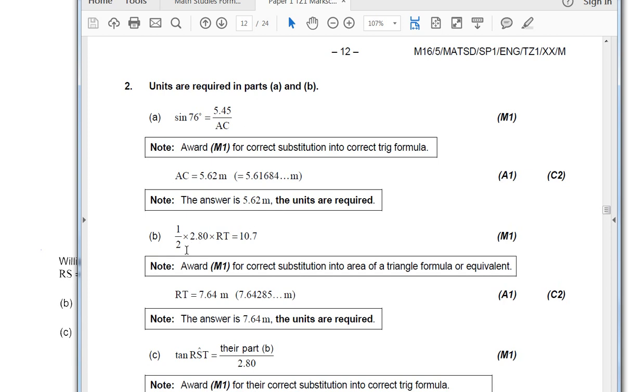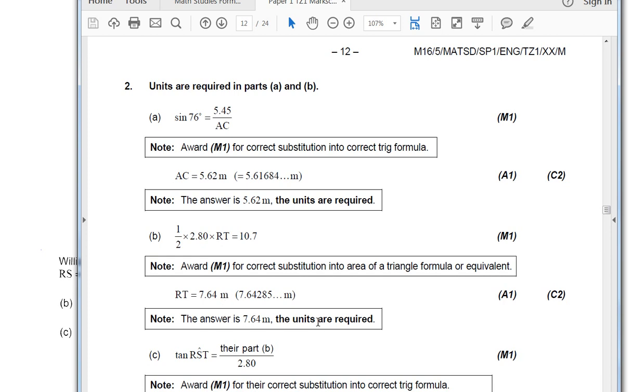Okay. Part B, we get a point for correct substitution in the area of a triangle formula, which we did, or equivalent. So if you've got another area formula that's going to work for that, don't know what that is, that would work also. Maybe it would be base times height divided by 2. That would work too. So we did 1/2 times 2.8 times RT equals 10.7, right? And then we solved that and got that RT was 7.64 meters.